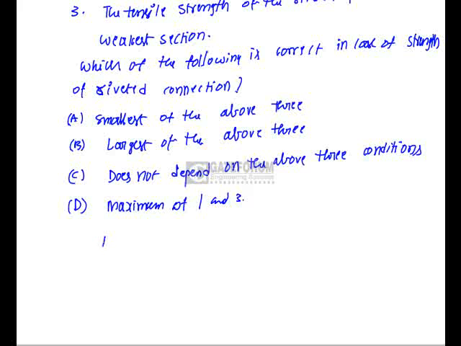We will find out these three strengths, and the strength of the rivet is going to be the smallest of these three conditions. The lesser value is what we are going to take, and we are going to design the rivets. So the smaller of the above three conditions is the appropriate answer. So option A is correct.